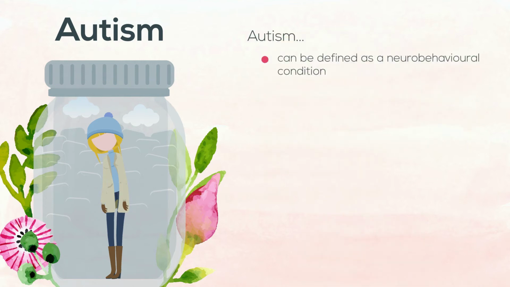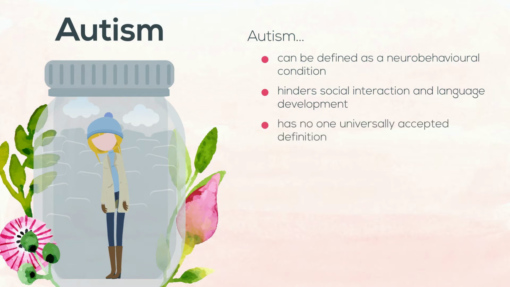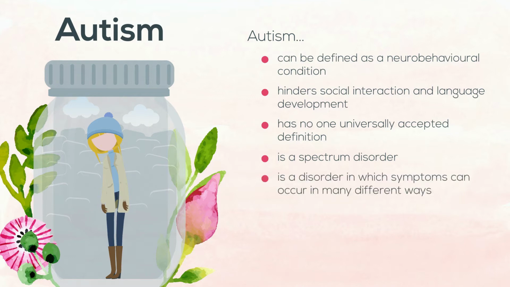Autism can be defined as a neurobehavioral condition which hinders social interaction and language development. It is important to note that there is no one universally accepted definition of autism. It is often referred to as a spectrum disorder, meaning that it is a disorder in which symptoms can occur in many different ways. There is no one cause for autism, and symptoms may range from mild to severe.